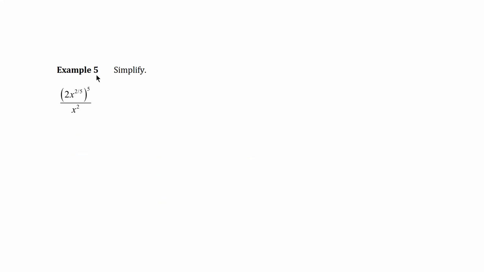For example number 5, simplify. We have parentheses, 2x to the 2/5 power, and then an exponent of 5 on the parentheses, all divided by x squared.